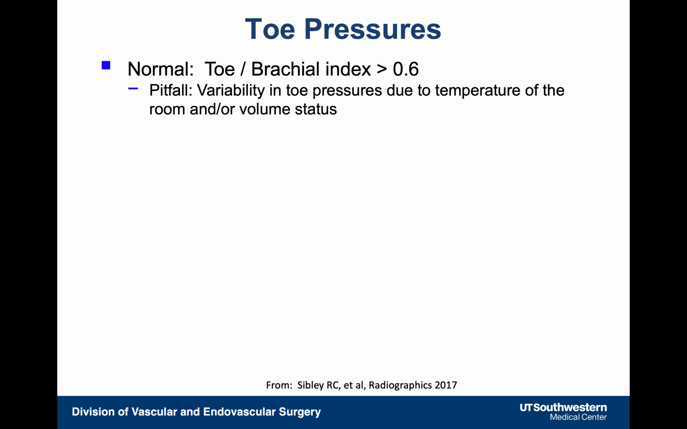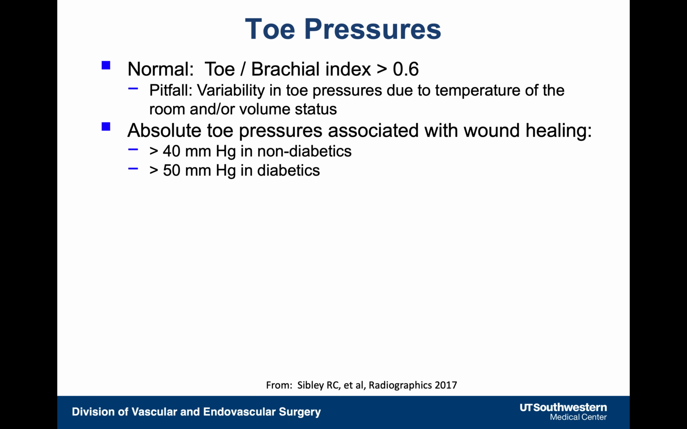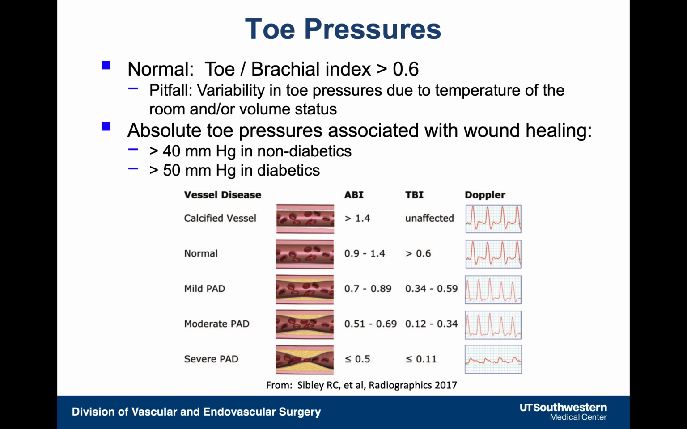volume status, other variables. In the clinical trials that were done several years ago, the most commonly used thresholds to predict wound healing were toe pressures greater than 40 millimeters of mercury in non-diabetics and greater than 50 in diabetics.